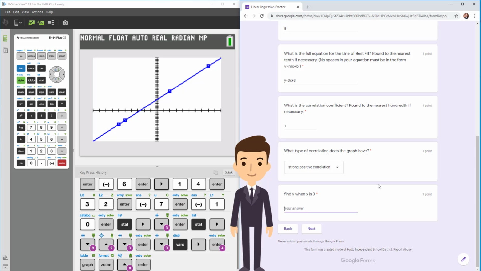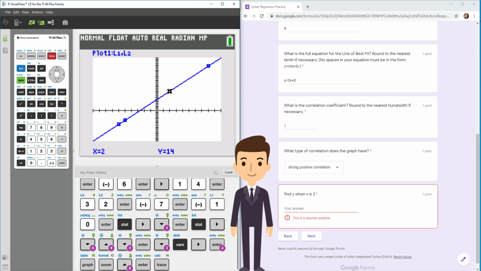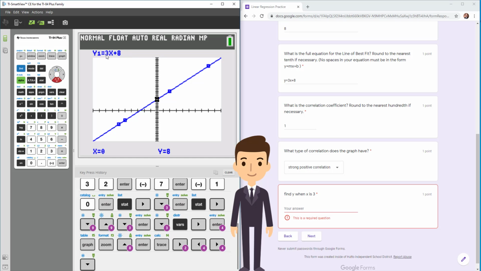Find y when x is 3. So to find y when x is 3, I'm going to hit Trace, right? Here's x equals 2, y equals 14. Rather, I could just move along the line if I want, but I want to make sure I get the perfect exact data. So actually, right now I'm not on the line, I'm on the points. You can tell because it says Plot1, L1, L2. I don't want to be on the points, I want to be on the line. So I'm going to hit down, and it's going to jump to the line. The reason I know it jumps to the line is because it says Y1 equals 3x plus 8.